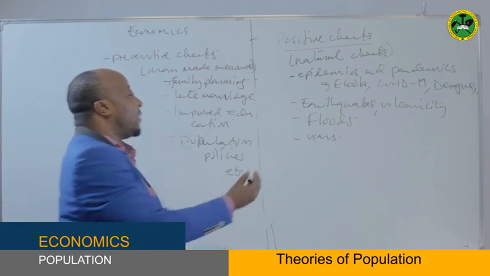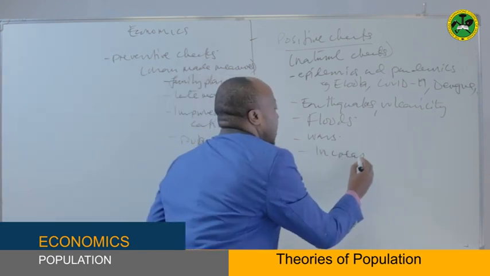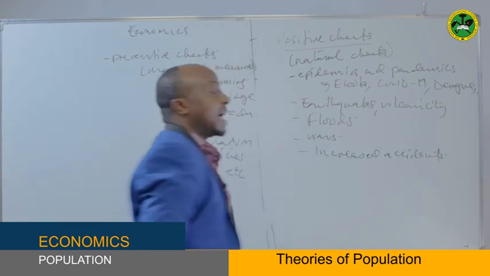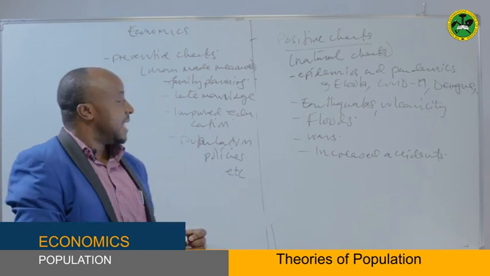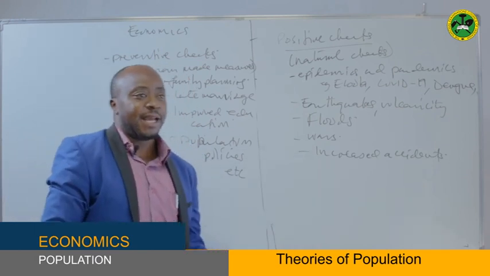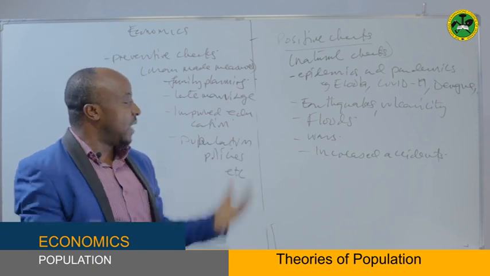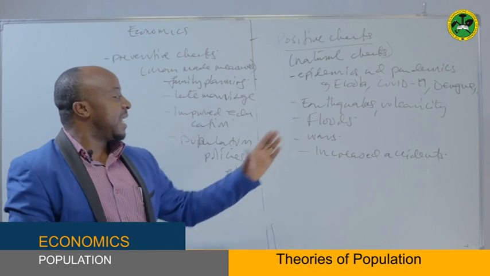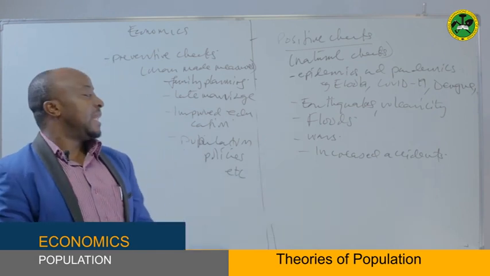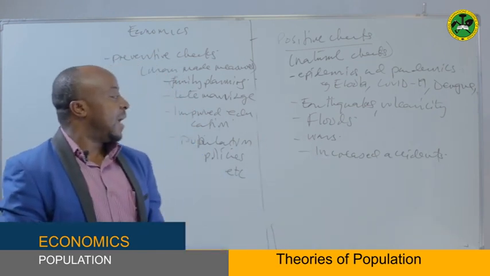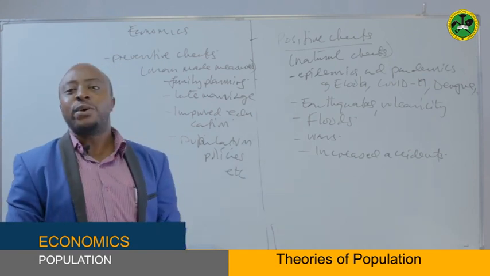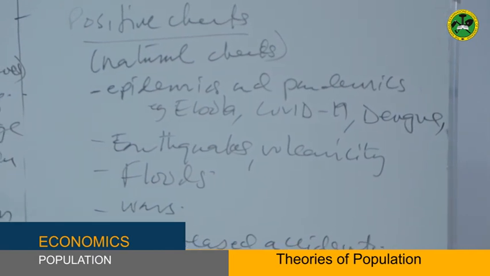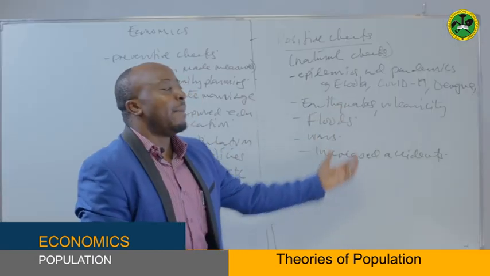And we have the other one, which is increased accidents. You can find in the country there are so many accidents, increased accidents in different parts of the world. We have seen airplane crashes, which kill masses of people. We have found accidents involving water vessels like ships. We have found accidents in trains. Those accidents also increase death, so they control population by increasing deaths.